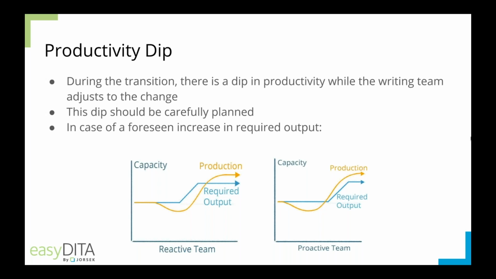Whereas on the other side, you have the proactive team. If they do it right, they communicate with the rest of the organization that there will be this dip while we make this DITA implementation. But they do it in a timely manner, and they're able to do it in time for the spike in required output. As a result, they're able to stay on top of it and come out the other side seen as winners.